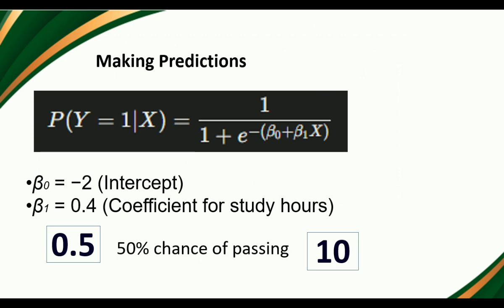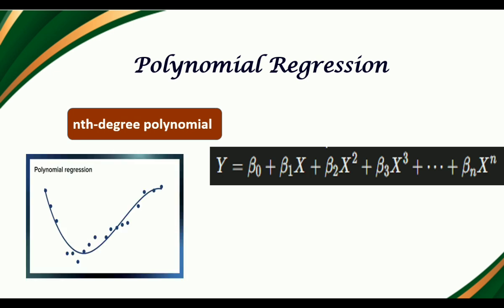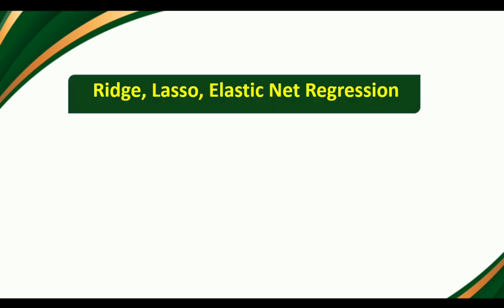And then we'll go over polynomial regression. It is a form of regression analysis in which the relationship between the independent variable x and the dependent variable y is modeled as an nth degree polynomial. So this is the equation. Ridge, lasso, and elastic net regression.